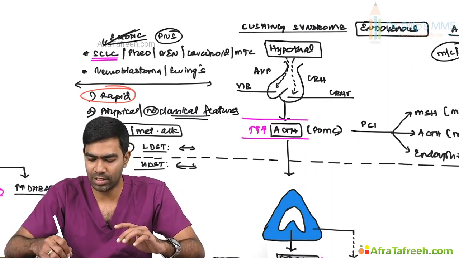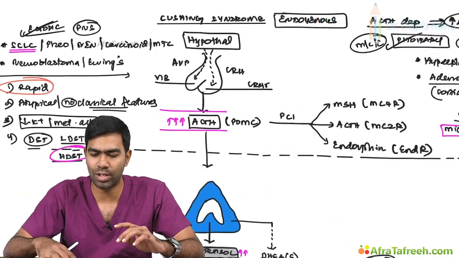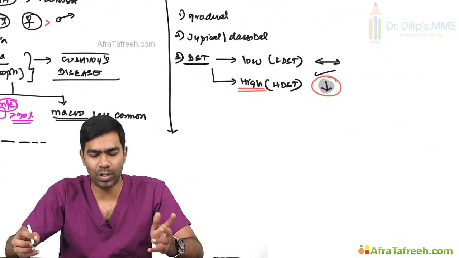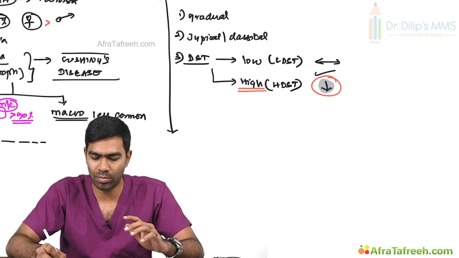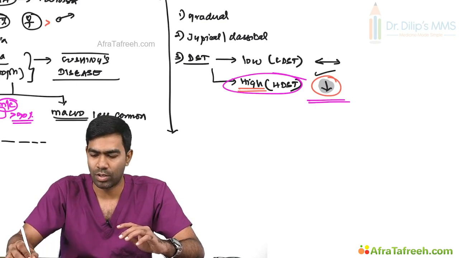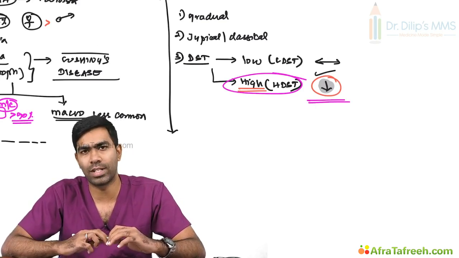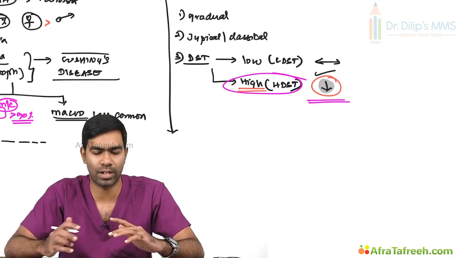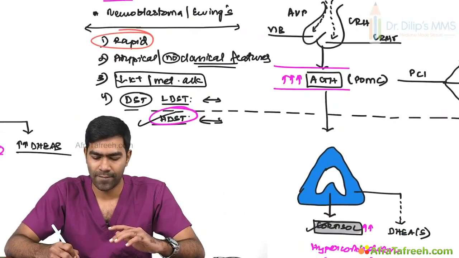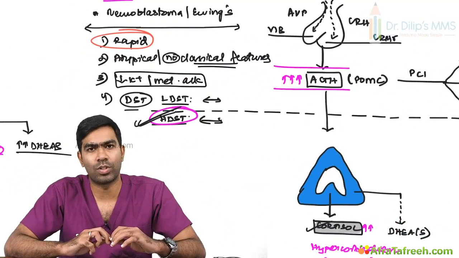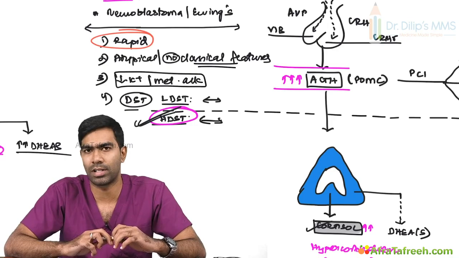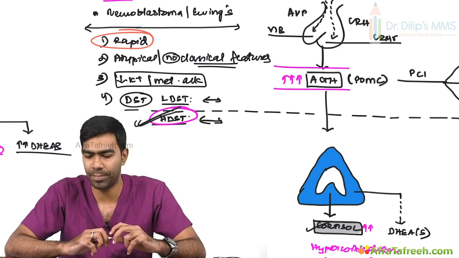This HDST is one standard test that is used to differentiate between Cushing's disease, that is pituitary adenoma causing Cushing syndrome, and ectopic ACTH causing Cushing syndrome, because only pituitary adenoma or Cushing's disease or pituitary related causes will respond to this high-dose dexamethasone, whereas this ectopic ACTH producing Cushing syndrome, these cancers will not respond to the high-dose dexamethasone suppression test. That's a very, very important point.